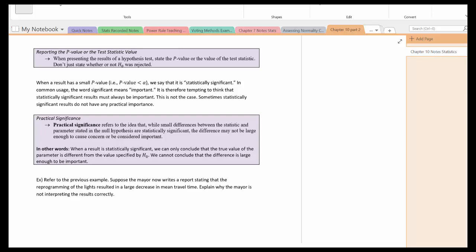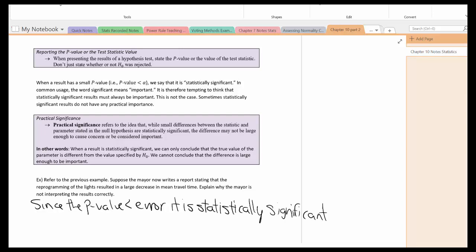Well, clearly we saw this p-value is less than the error, so it's statistically significant. I'm going to write that now. But it's not practically significant because the time is only decreased by 0.3 of a minute, or 18 seconds. Big deal. Not a real big concern. So I'm going to write the rest of this out now.